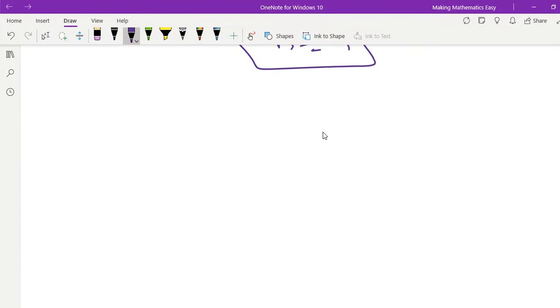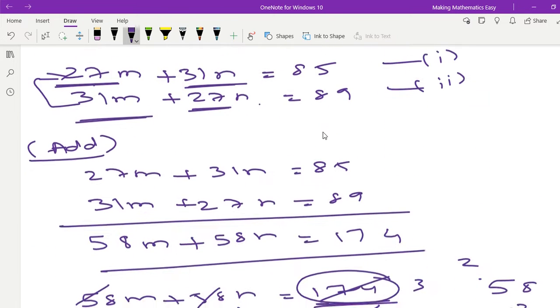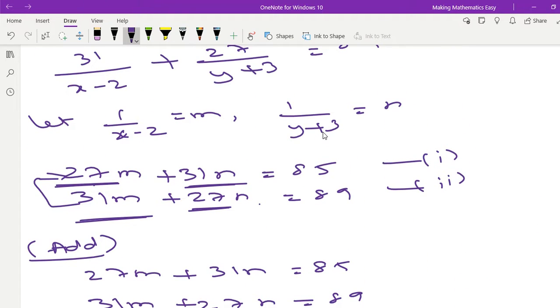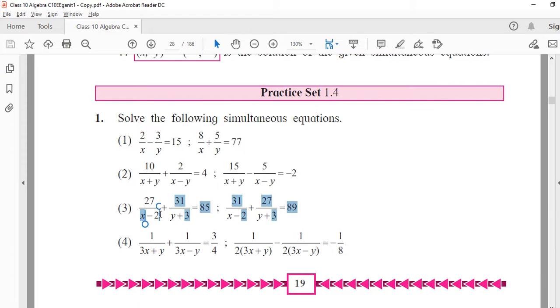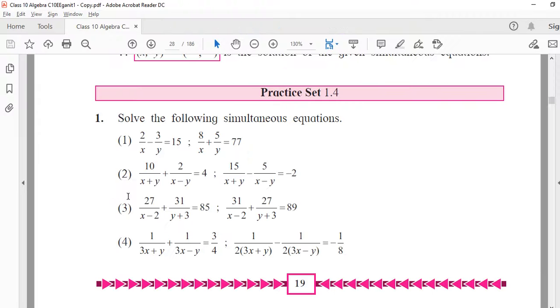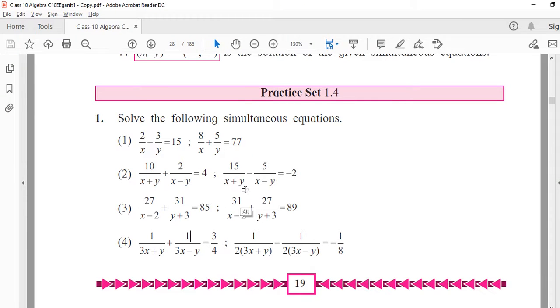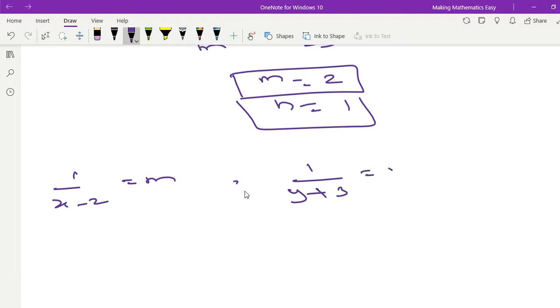Yeah, we are doing this sum number 3. So what we have taken as m is 1 upon x minus 2 and 1 upon y plus 3, which is this x minus 1 upon x minus 2 and 1 upon y plus 3. Okay, so let's take that 1 upon x minus 2 is m and 1 upon y plus 3 is n. So let's solve this now.